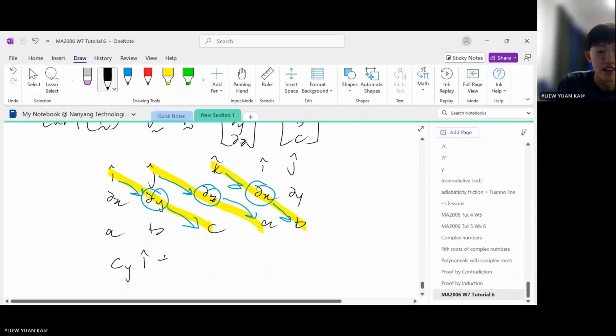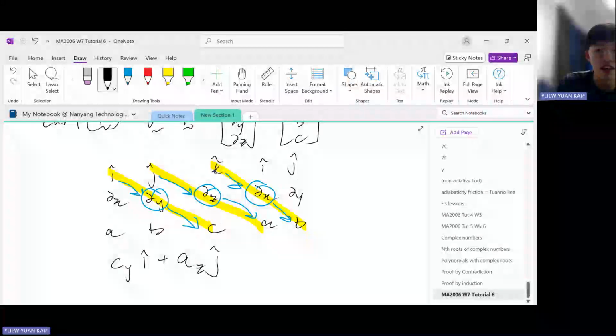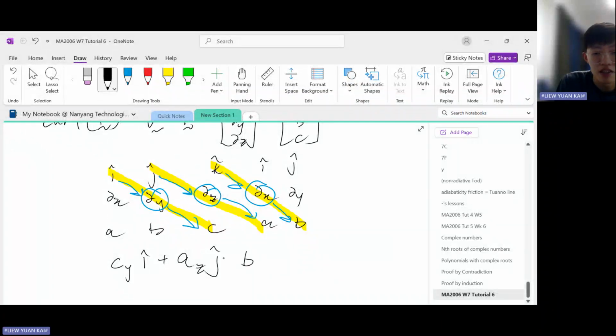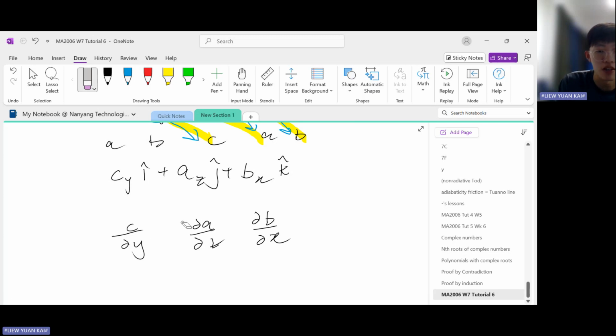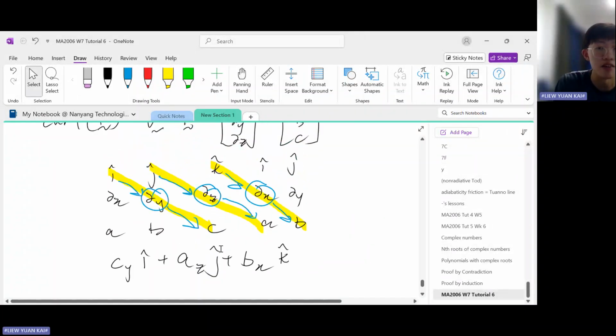And then the next one will be AZ j. And then the next one will be b x k. Okay, so remember, cy is a short for this. Az is a short for this. Bx is a short for this. Okay, so these subscripts are abbreviation for partial derivatives.